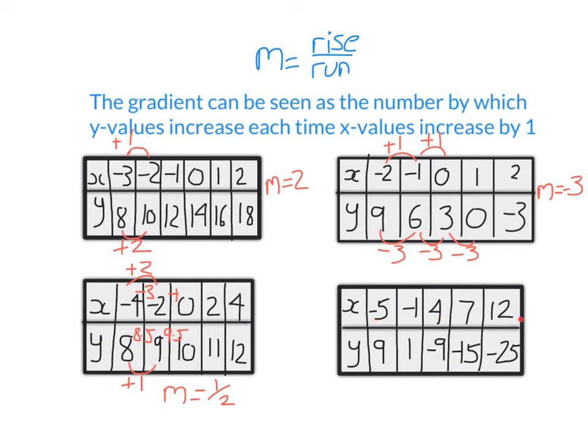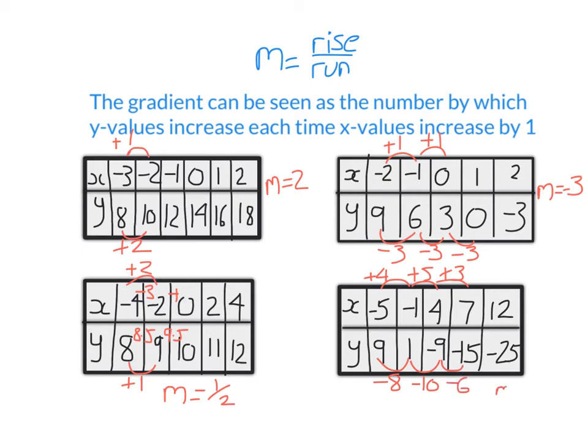This one here is even trickier because x is not going up by the same amount each time. It goes up by 4, and then it goes up by 5, and then it goes up by 3. But that's okay because each time x goes up by 1, y will go up by the same amount. When x went up by 4 from minus 5 to minus 1, y went down by 8. We subtracted 8. When x went up by 5, y went down by 10. When x went up by 3, y went down by 6.